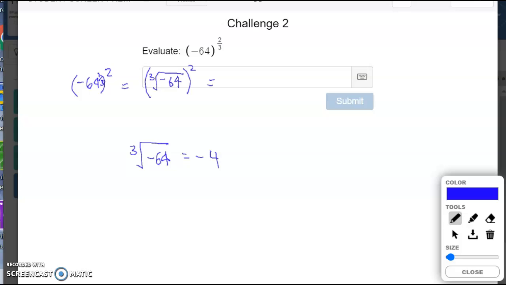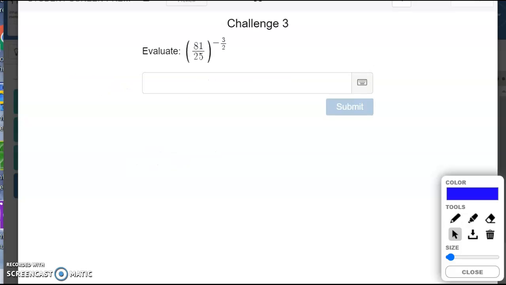And I've just said that what's inside the parentheses is the same as negative 4. So that's the same as negative 4 all squared. And negative 4 all squared is negative 4 times negative 4. That is positive 16. So the correct answer is 16.